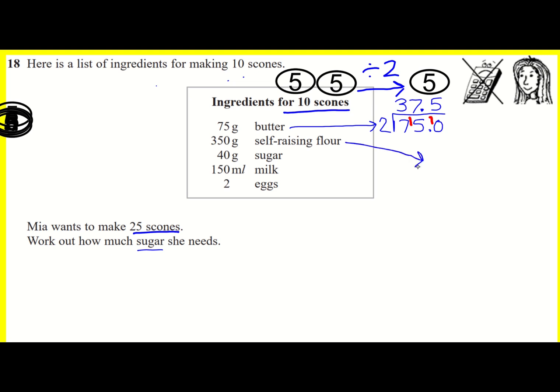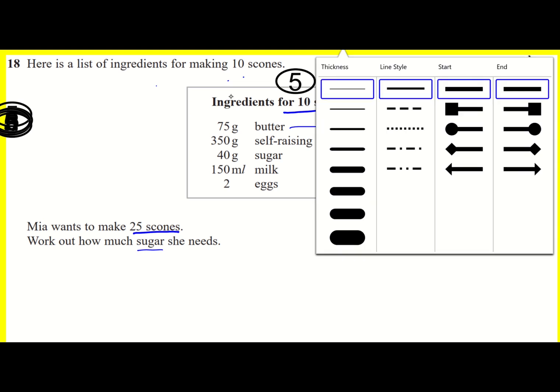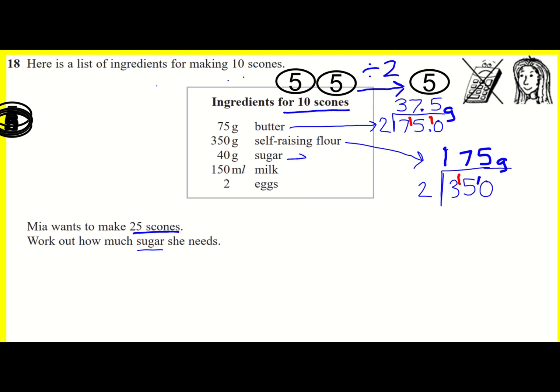This one here, I'm going to divide 350 by 2. So 2's into 3 go once, remainder 1. 2's into 15 go 7, remainder 1. And 2's into 10 go 5. So 175 grams for that one there. That's also grams. This one's a nice easy one. 40 divided by 2 is just 20. So 20 grams of sugar there.